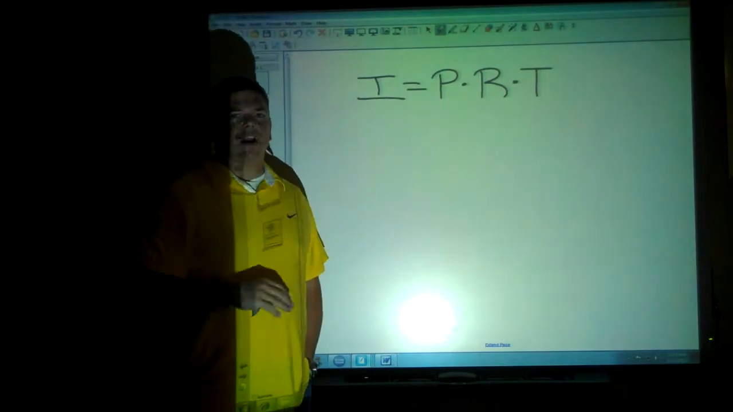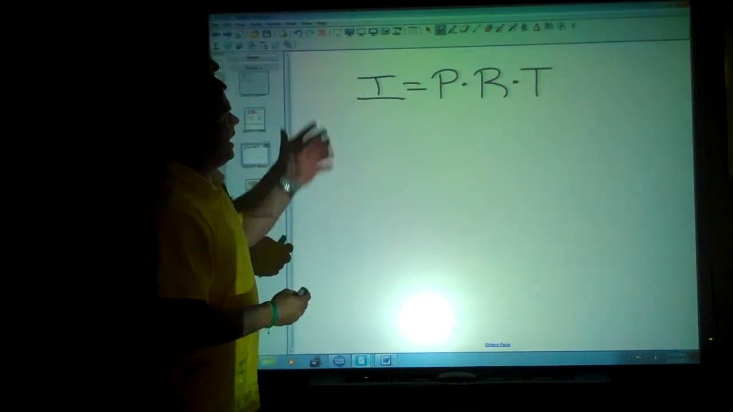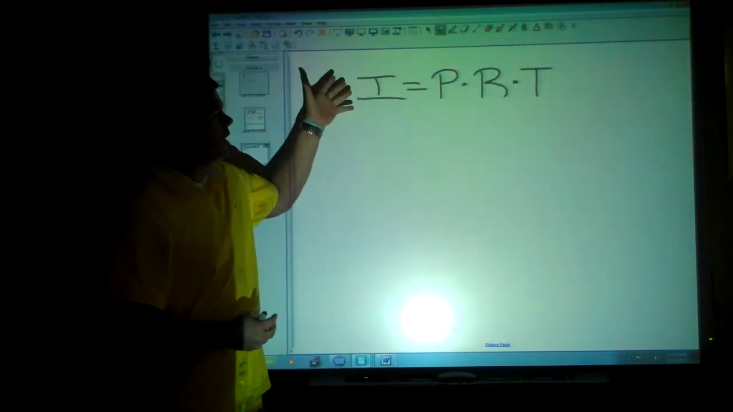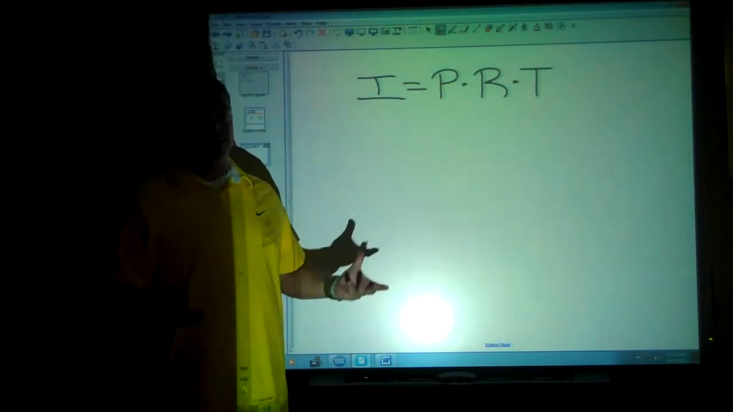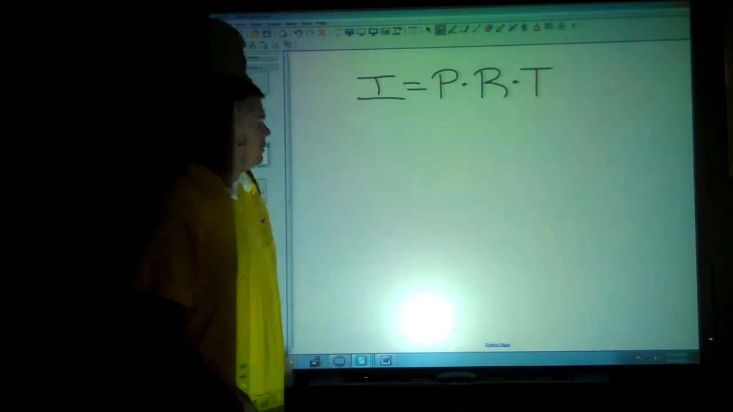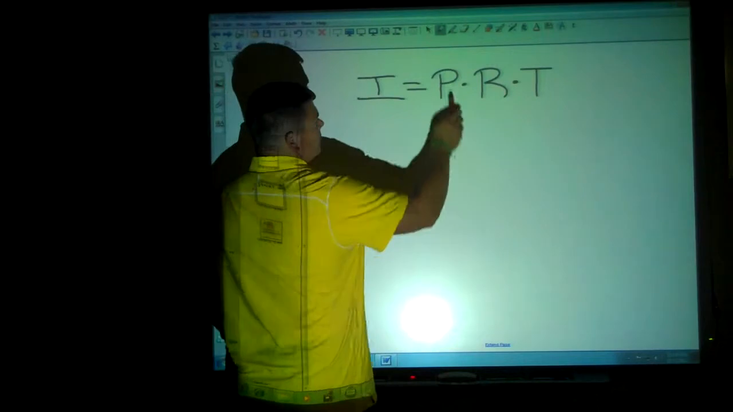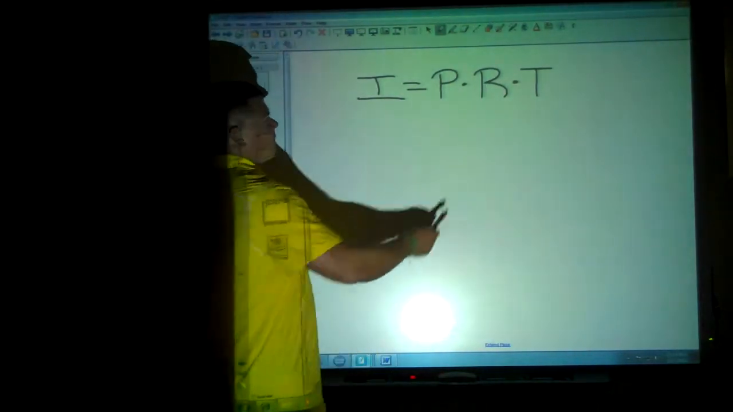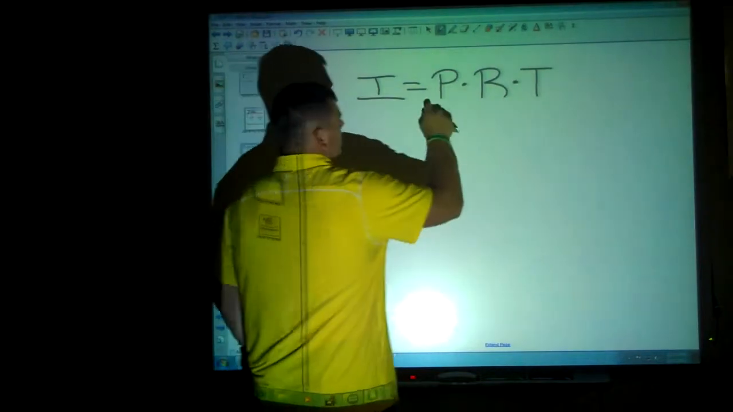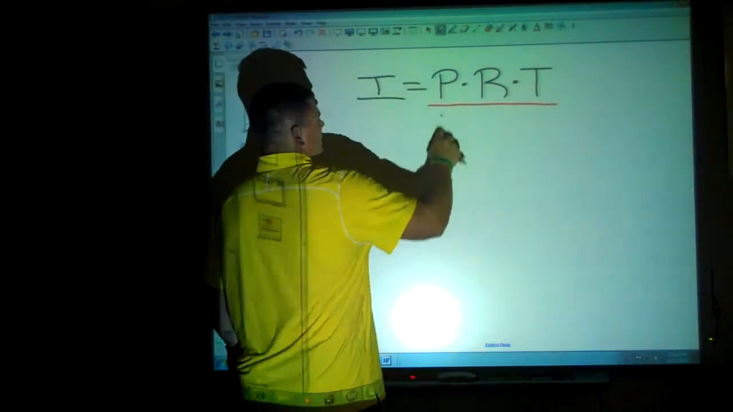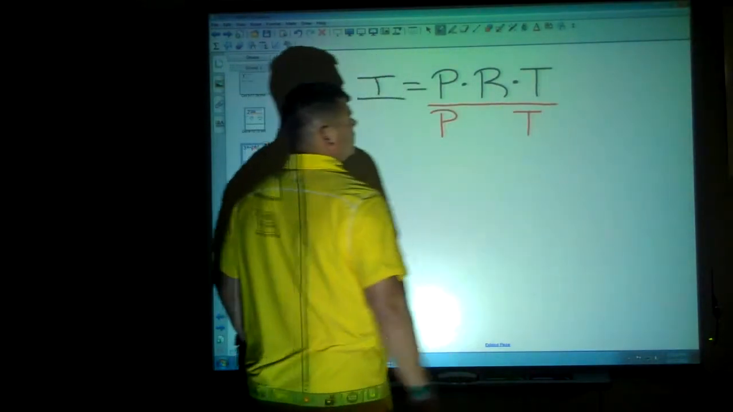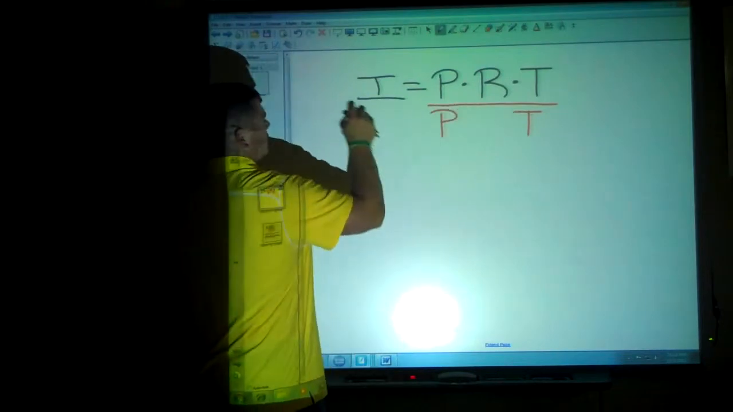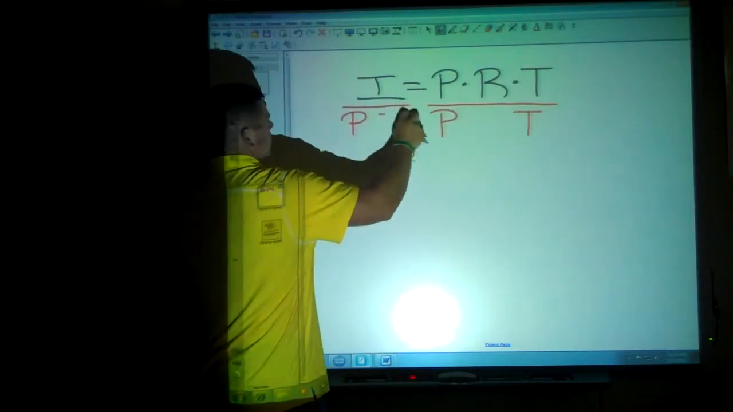But what if it's not the variable that I want alone? What if I have this problem? I know this is the formula, but I really would like rate to be alone. If I want rate to be alone, that means I need to get rid of the p and the t so that r can be all by itself. The opposite of multiplying by p and t is to divide by p and t. And whatever I do to one side, I must do to the other.